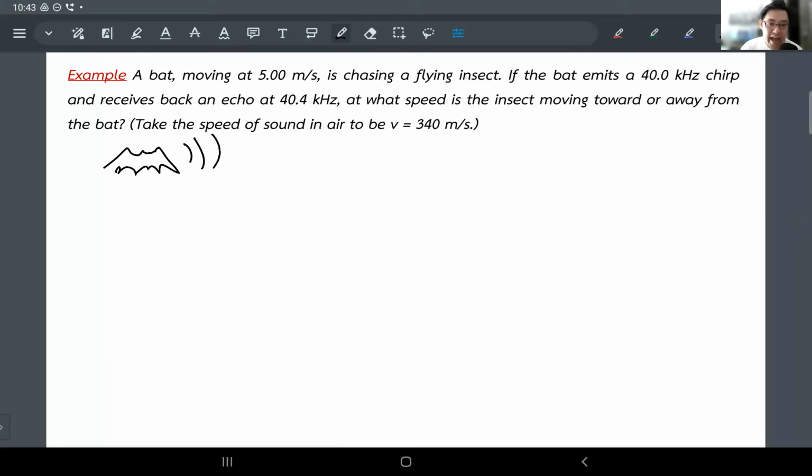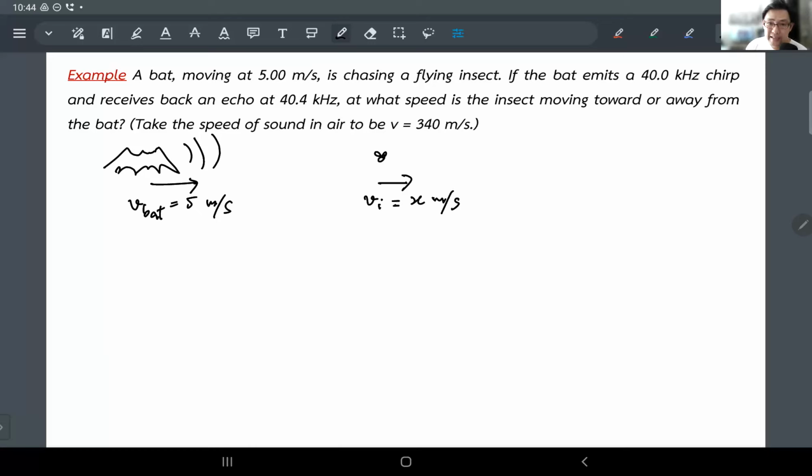So a bat moving at 5 meters per second. Let me call it V bat at this point. It is chasing a flying insect. So there is an insect, something here, and it's chasing. Assuming that the insect is also traveling somehow, let me put I here because we haven't had any subscript I, so that should be good. And that is some unknown meters per second. Let me put X in there.